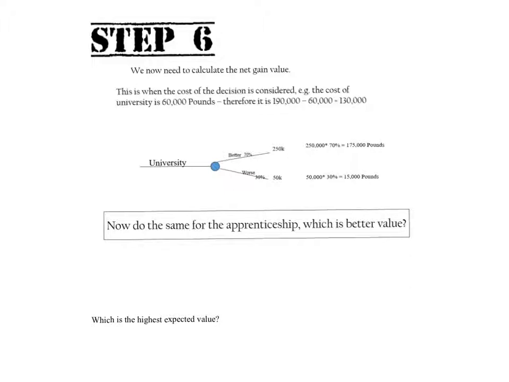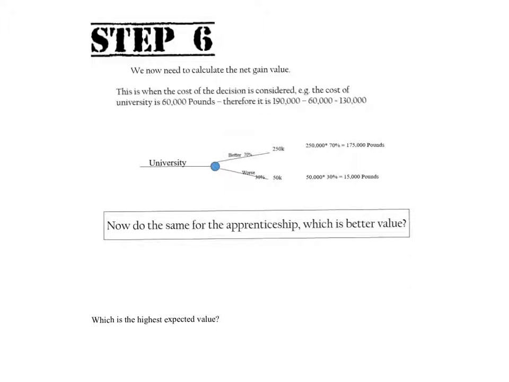Now, if you remember, the cost of the apprenticeship was 10,000. So you can do that in 30 seconds. I'll pause it now for you. So what you should have got is, again, the 120,000 minus the 10,000, and that should get you a net gain value of 110,000. So again, the net gain value is higher for university.